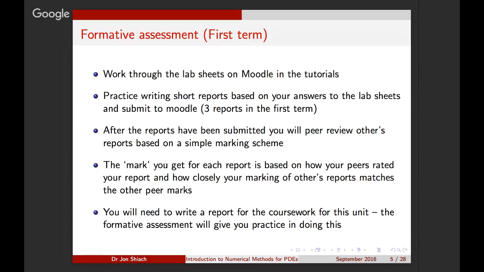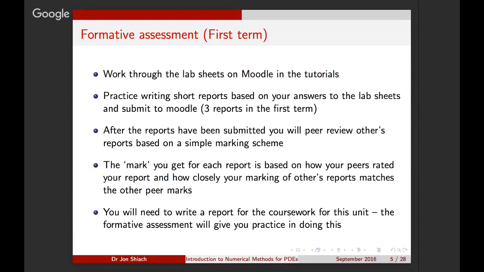Rather than giving you a set of exercises to do each week, I'm going to give you a total of 4 lab sheets this term. The first one is for tomorrow and Friday. That's just for this 1 week only. From next week, you'll be working on lab sheet 2. What you do is there'll be a series of tasks. You write them up in a short report, and you submit it to Moodle.